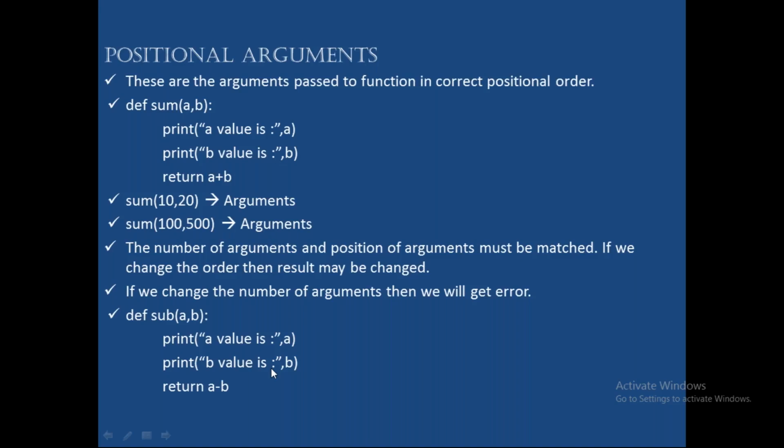Why would you get an error? Sub of 100, 500 means you'll get minus 400. But when I say sub 500, 100, you will get 400. You are not going to get a negative. So when you change this order, you may have an impact on your result, based on the kind of function.